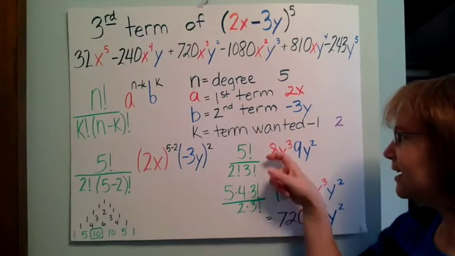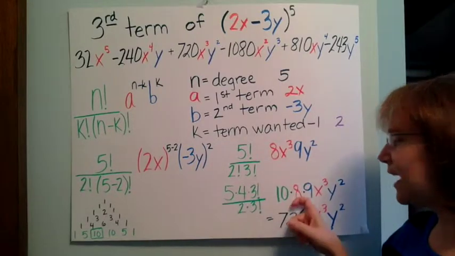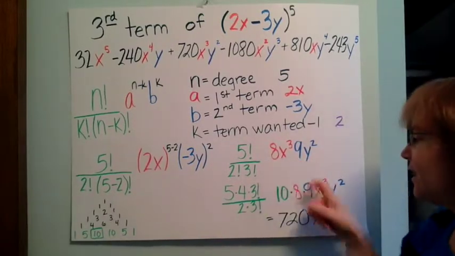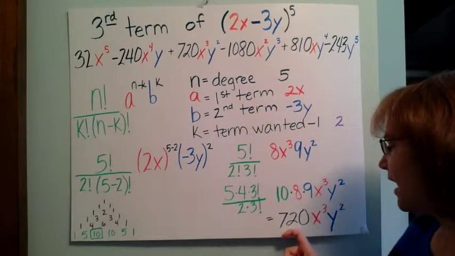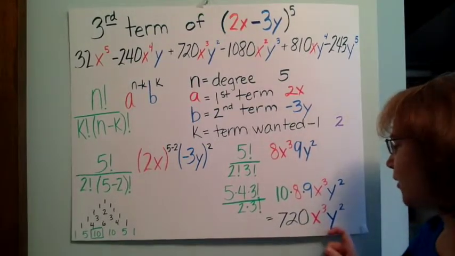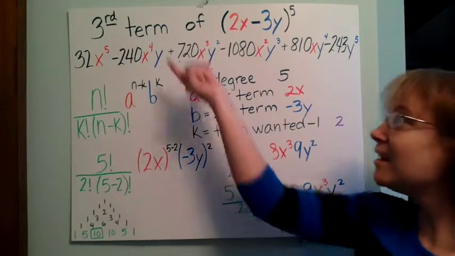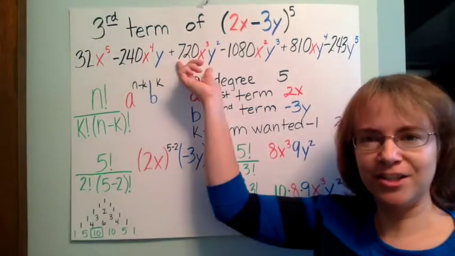So I have 10 times, and I put my coefficients together, 8 times 9, and I have x to the third, y squared. Multiplying that all together, I have 720 x to the third, y squared, which is exactly what I got up here by expansion.